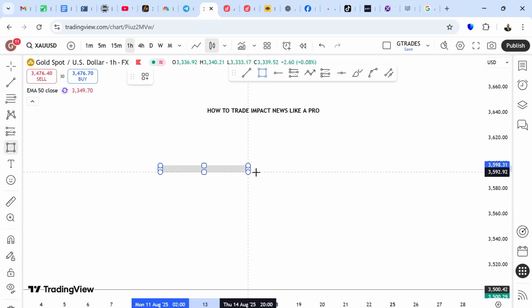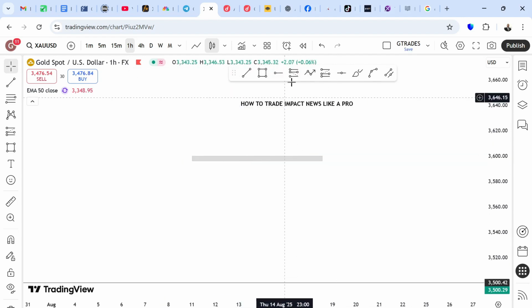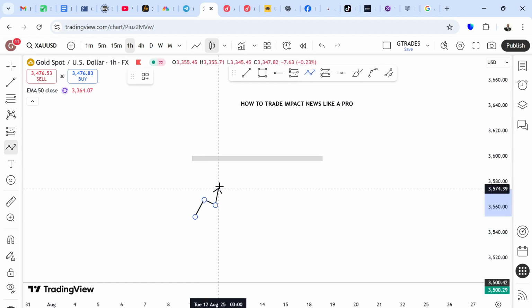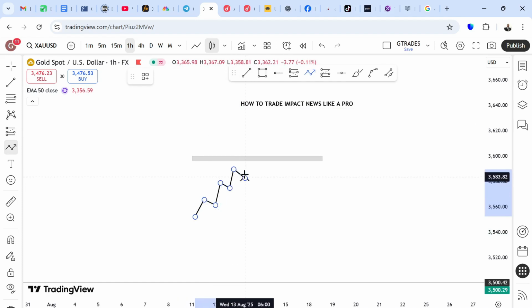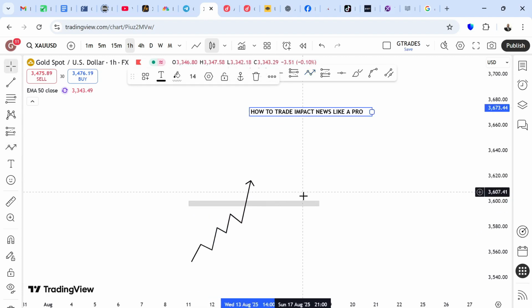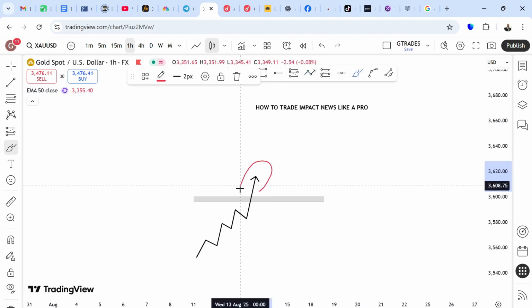Now let's say for instance, price has broken a level of a support or resistance. Let's say you are in an uptrend where price has been giving you higher highs, higher lows, right? Now you discover that price has broken above a level of a resistance. At the moment you discover this, and the news is about to occur, watch out how the market is going to be reacting around this region, right?